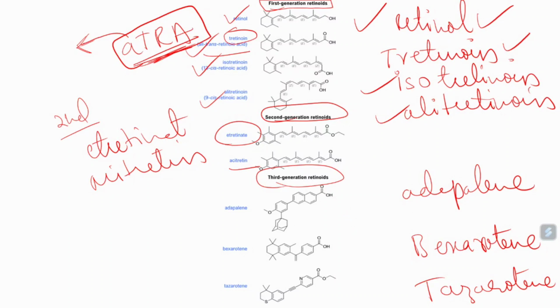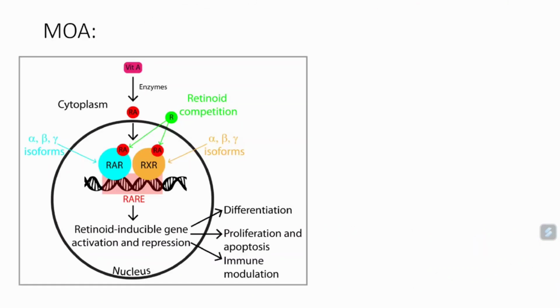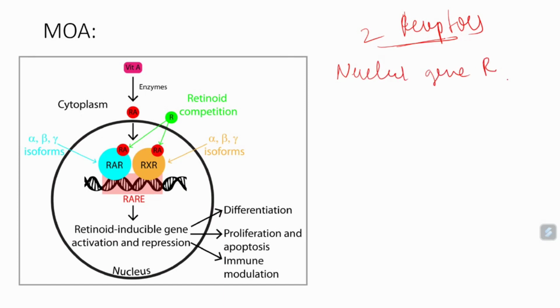Now you see, everybody should concentrate here. Always everybody should concentrate. Mechanism of action, I'll explain to you. Before that, see, all retinoids will act on two types of receptors. We have nuclear gene expression receptors. These are nuclear receptors. They will express the genes, that's why they are called nuclear gene expression receptors. They'll act on these nuclear receptors.